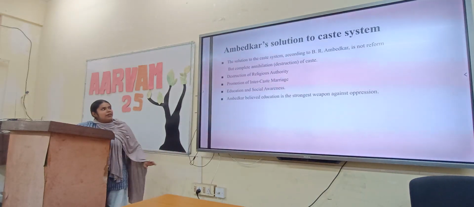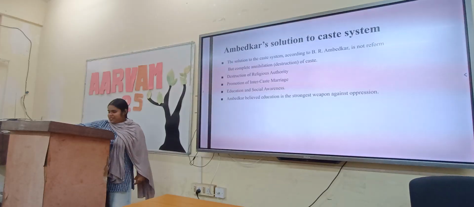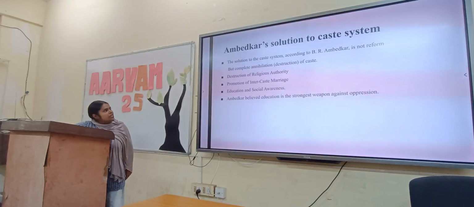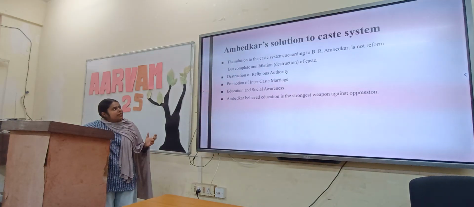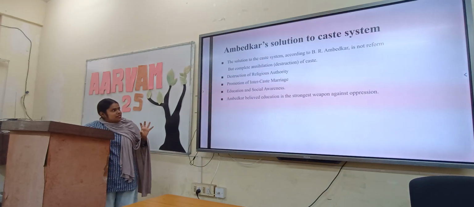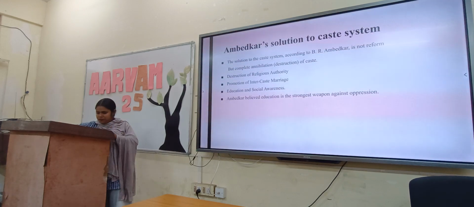The last, Ambedkar's solution to the caste system. The solution to the caste system, according to B.R. Ambedkar, is not reform but a complete annihilation of caste. Then, rejection of religious authority.